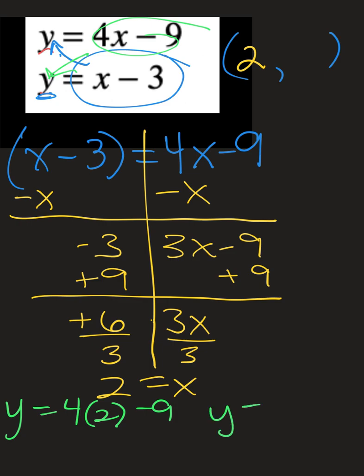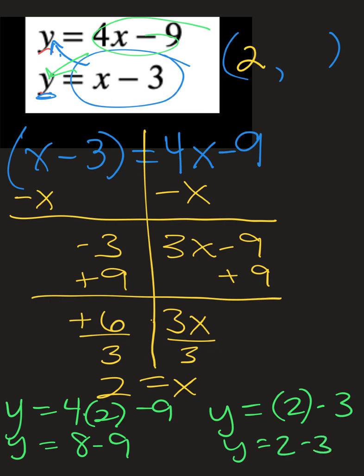I'm substituting again. And I'm using parentheses, you'll notice, because in this case I have to multiply, okay? y equals 8 minus 9, y equals 2 minus 3, and in both cases this means that y is equal to negative 1. And it's good to check with both because that helps me know that I did this correctly, because it should work for both equations the same way.